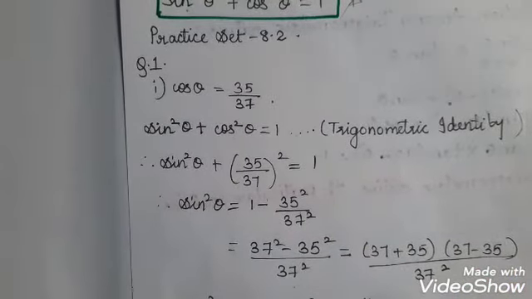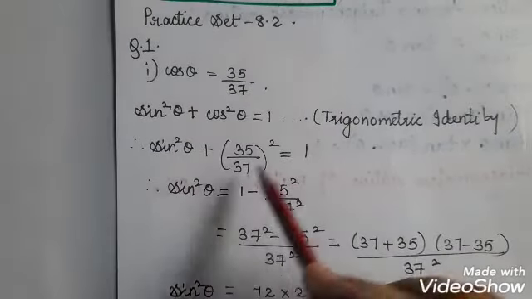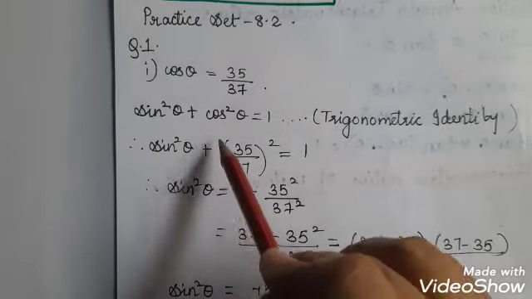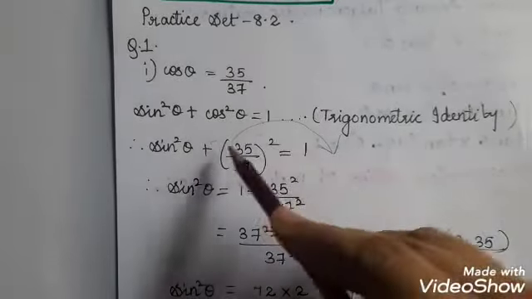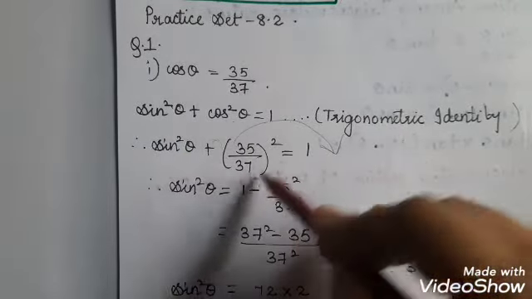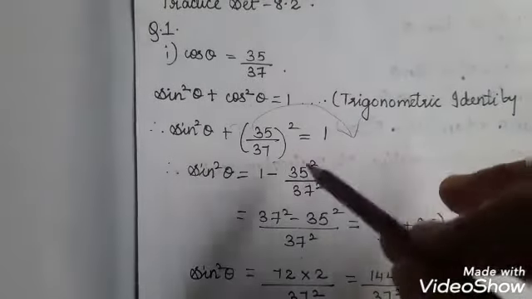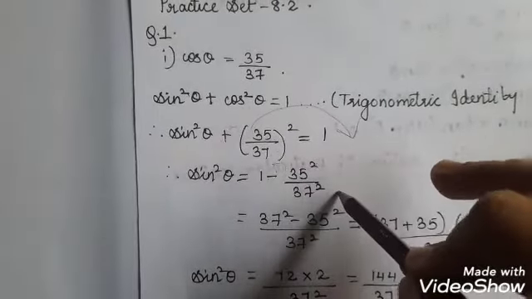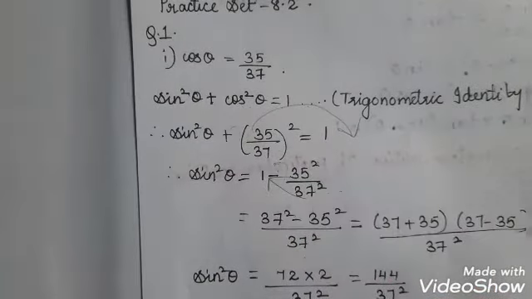So in place of cos theta, you are going to write 35 upon 37, the whole square, which is equals to 1. Okay. So therefore, sin square theta is equals to 1 minus. Why? Because here it is plus. So this I am shifting it on the other side. So when I shift this number 35 upon 37 on other side, it becomes minus 35 upon 37. Okay. The square remains as it is. I am putting square individually now. Okay. So now that becomes, now equalizing the denominator.